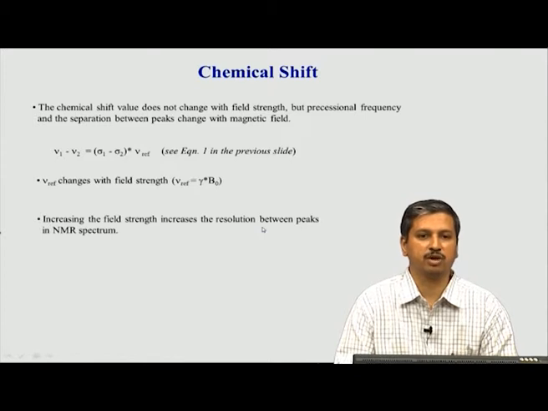And this is one of the reasons why a lot of time and resources are spent on increasing the frequency of the spectrometer. If you go from 300 to 400 to 500 to 600, you keep increasing the resolution between the peaks, and therefore it is very important to go to higher field in case your resolution is not sufficient for you at the lower field.